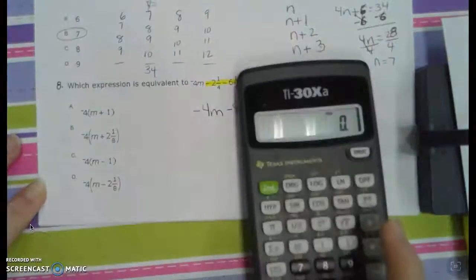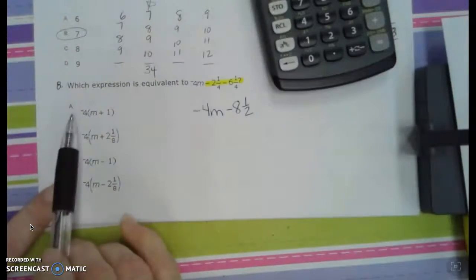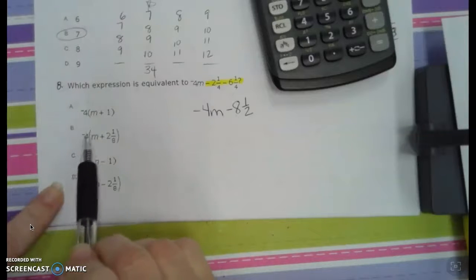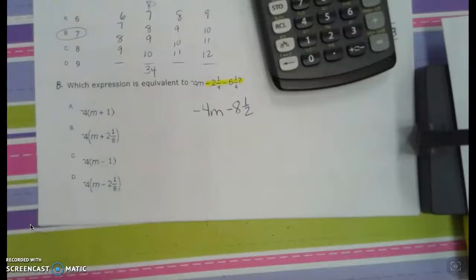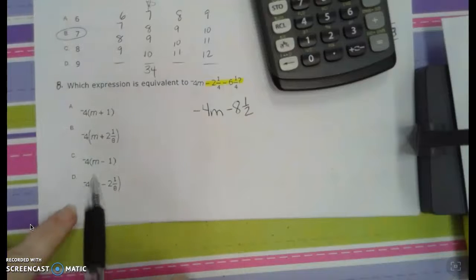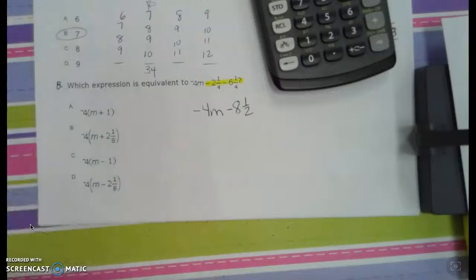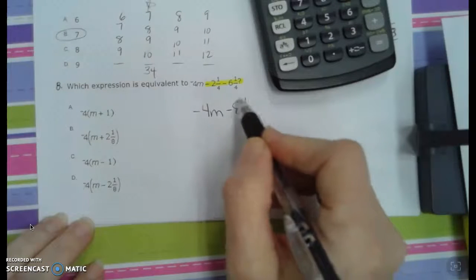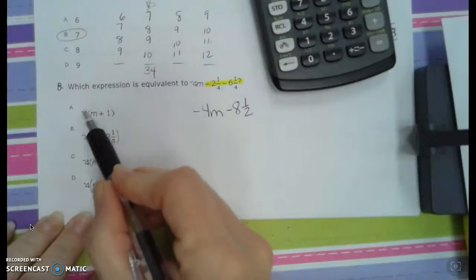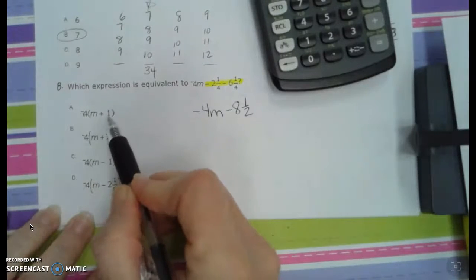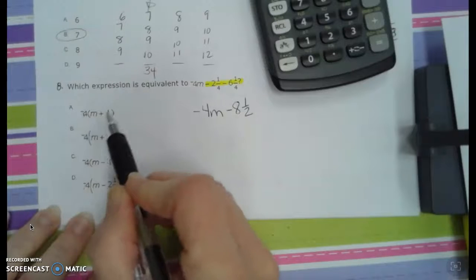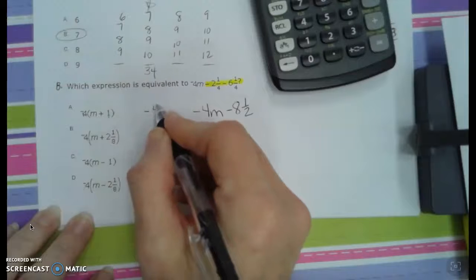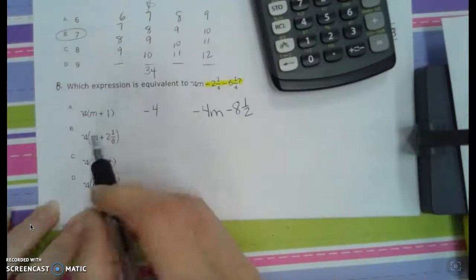So we've got to look over here and see which one of those is going to be equal to this. Well, if I check the first one, we distribute, all of the first ones work because they all give me negative 4M when I distribute. So what I'm looking for is which one is going to give me a negative 8.5. So if I do a negative 1 times a negative 4 times 1, I'm going to get negative 4. That's not what I want.